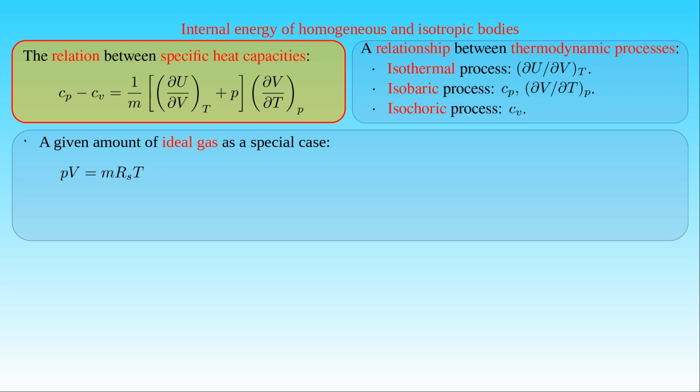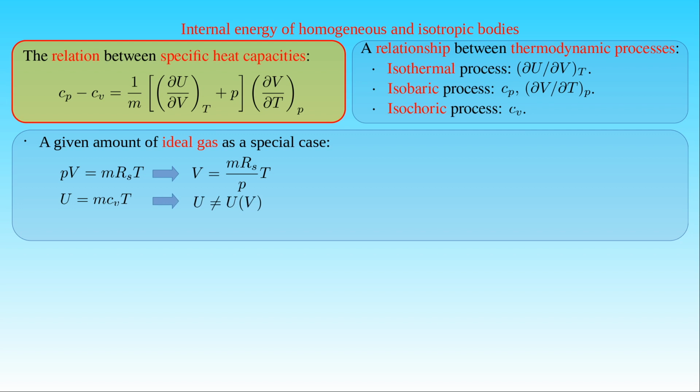Then the volume of the gas is just directly proportional to its absolute temperature for a constant pressure, where the proportionality constant is equal to the mass m times the specific gas constant Rs, divided by the pressure P. The internal energy U of an ideal gas is given by the mass m of the gas, times its specific heat capacity Cv for a constant volume, times its absolute temperature T. This equation shows that the internal energy of the gas does not depend on its volume.